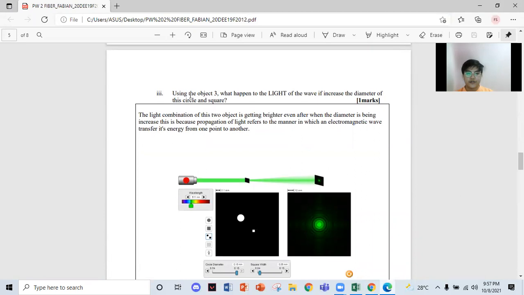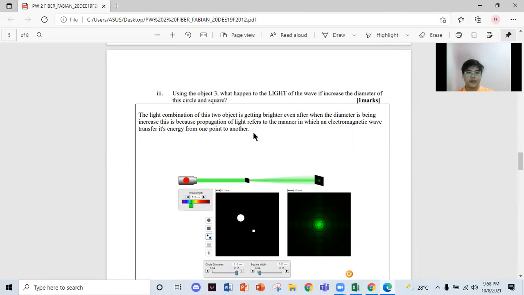Okay, question 3, using the object 3, what happened to the light of the waveform if increase the diameter of this circle and square? So the answer is the light combination of these two objects is getting brighter even when the diameter is being increased.